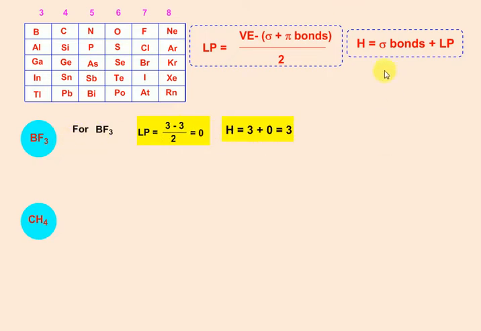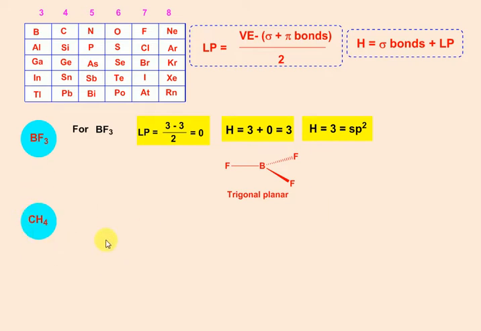Let us find out the hybridization. So hybridization is equal to number of sigma bonds plus lone pair. So boron has 3 sigma bonds with 3 fluorine atoms. So 3 sigma bonds, 0 lone pair, 3 plus 0 is equal to 3. So 3 means sp2 hybridization as I discussed earlier. And for sp2 hybridization geometry is trigonal planar. So BF3 has sp2 hybridization for the boron atom, and therefore it has trigonal planar geometry.